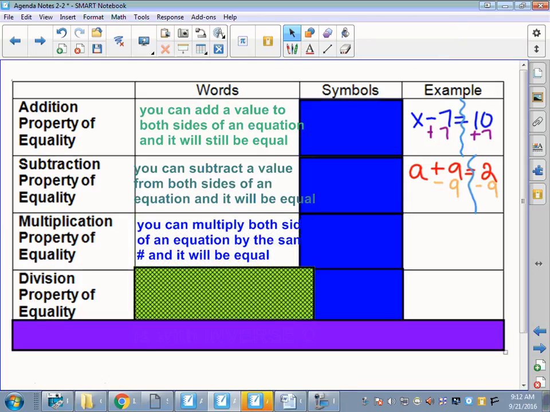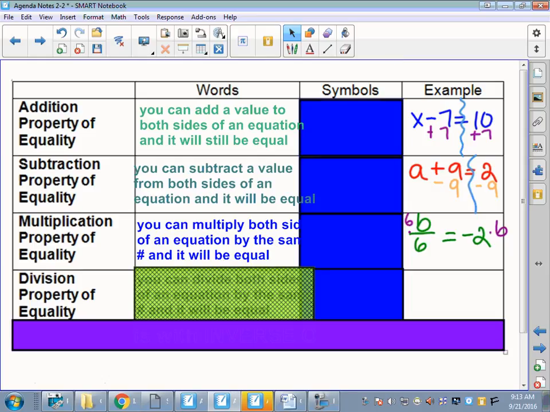Multiplication property of equality says you can multiply both sides of an equation. It will still be equal. So maybe we have b over 6 equals -2. So in order to isolate the b, we have to times both sides by 6. Once we do that, we know the value of b. A lot of these one-step equations, you guys just common sense your way through.